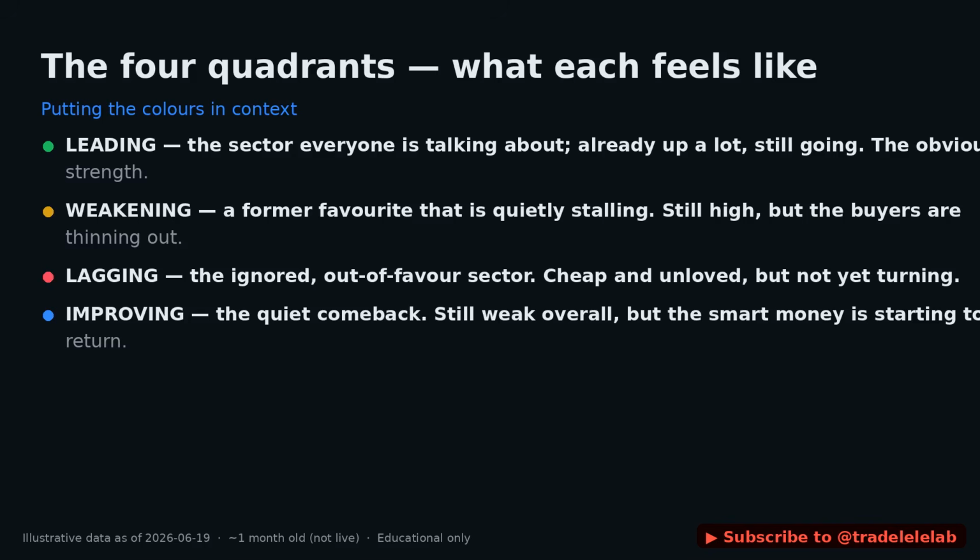The red lagging quadrant is the ignored, out of favor part of the market, cheap and unloved, and not yet showing any turn. And the blue improving quadrant is the quiet comeback story, still weak overall, but momentum is picking up, as though the smart money is beginning to return before the crowd notices. Leading is the loud strength, improving is the quiet strength. Learning to value the quiet strength in the blue quadrant, before it becomes obvious, is one of the real skills the RRG helps you build.